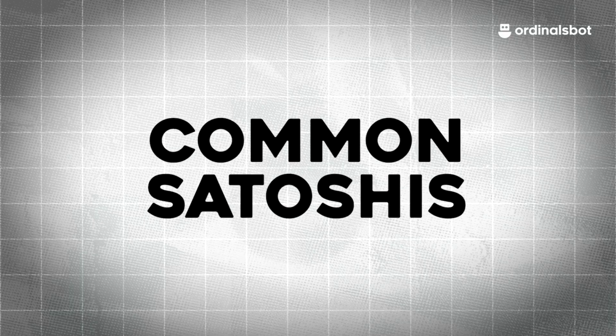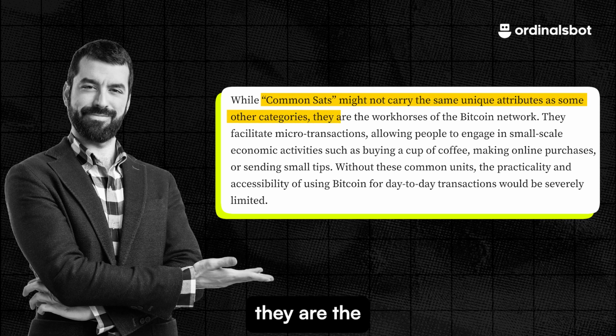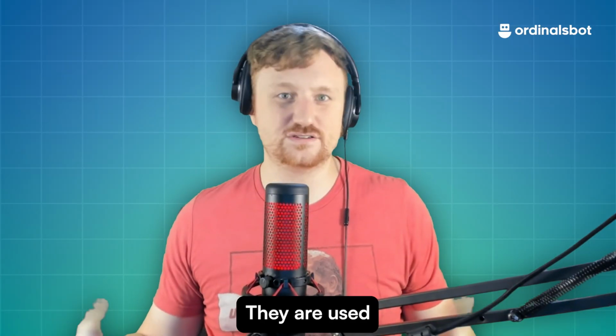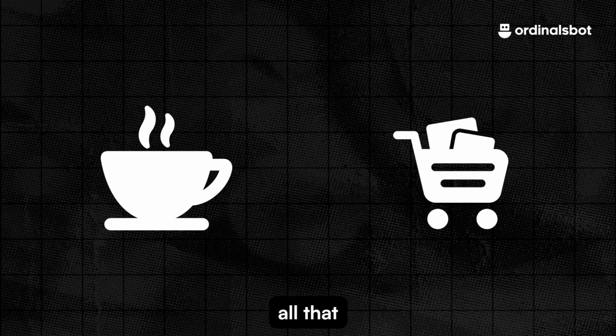A common Satoshi might not carry the same unique attributes as some other categories. They are the stable workhorse of the Bitcoin network. They are very common. They're used for everyday stuff like buying a cup of coffee, making online purchases, all that good stuff. And they're the most common Satoshi that we have.